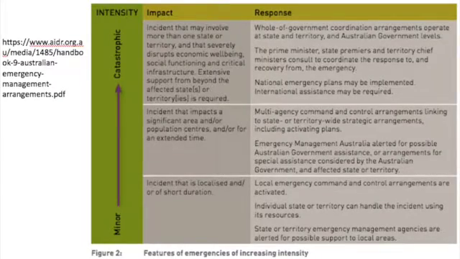Just to give you a sense of how all of this works, and the response that's required and the level at which that happens depending on the type of emergency or disaster that we're faced with, I've given you this little table which comes out of the handbook that I've given you to read. So the incident might be localised and of a short duration. That means it's just local command and control arrangements that are activated. The individual state or territory can handle the incident using its own resources, and the state or territory emergency management agencies are alerted for possible support to local areas.